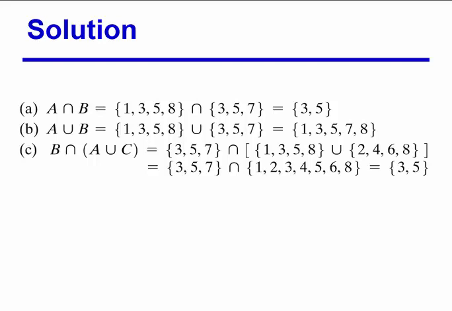And then for the second one, what we're going to do first is find the union of A and C. And you can see that the union of A and C is 1, 2, 3, 4, 5, 6, and 8. And then we're going to find the intersection of that set with B, which gives us the numbers 3 and 5.